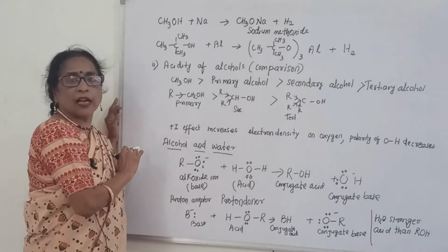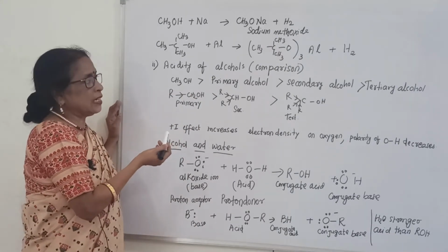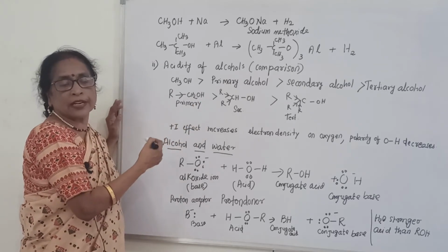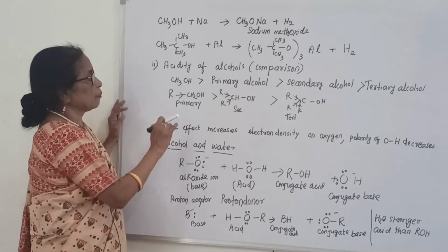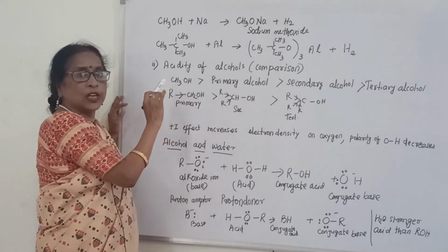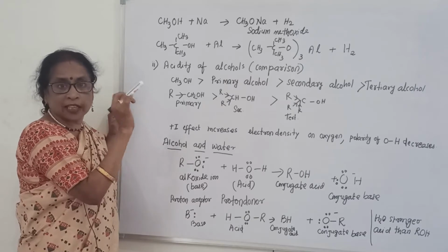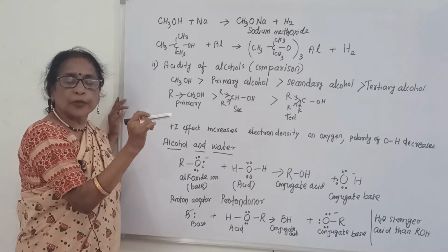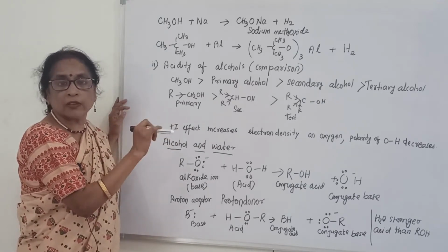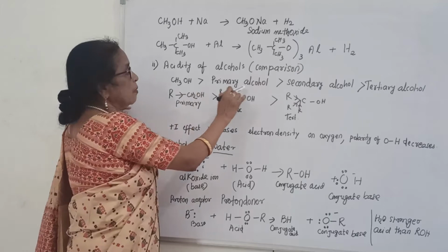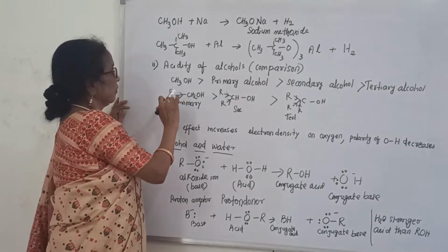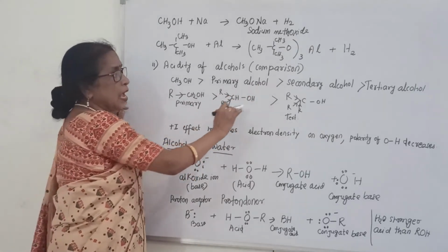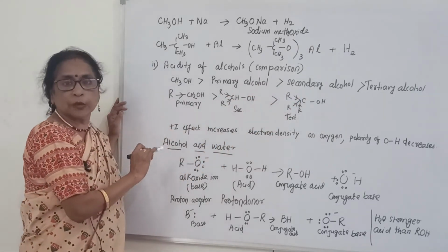Now, acidity of alcohol. How can you know the acidity of alcohol, what are the tests, and how can you compare different types of alcohol regarding acidity? In methyl alcohol, only 3 hydrogen atoms are attached to carbon and there is no alkyl group. You know an alkyl group is an electron releasing group where the plus I effect is present. Primary alcohol has only one alkyl group, secondary has 2 alkyl groups, and tertiary has 3 alkyl groups.